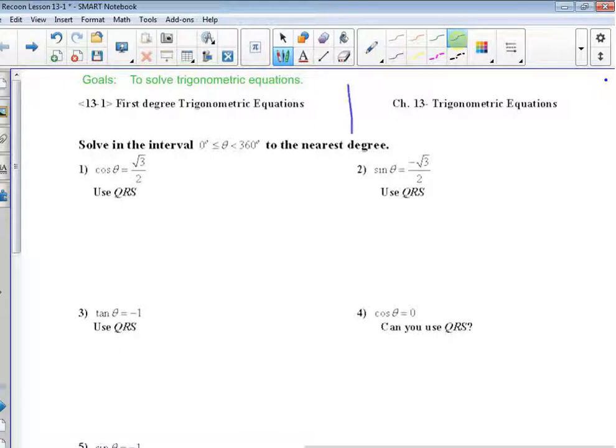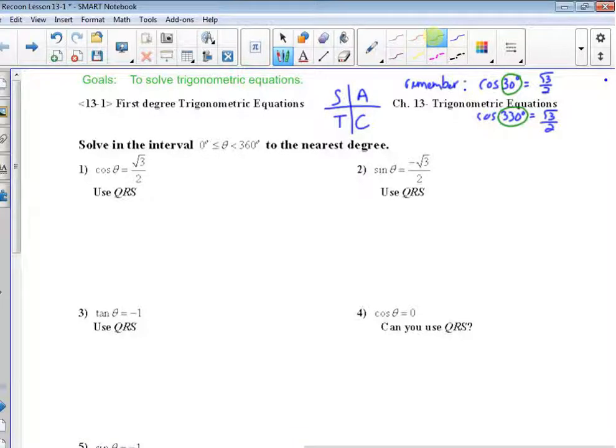tan of angles, we've got our little ASTC chart. Remember that if you take the cosine of 30, you get radical 3 over 2. If you take the cosine of 330, you also get radical 3 over 2. So there are 2 degree values that if you take the cosine of them, that both equal radical 3 over 2. So we're going to be getting some more than one answer for our equations.